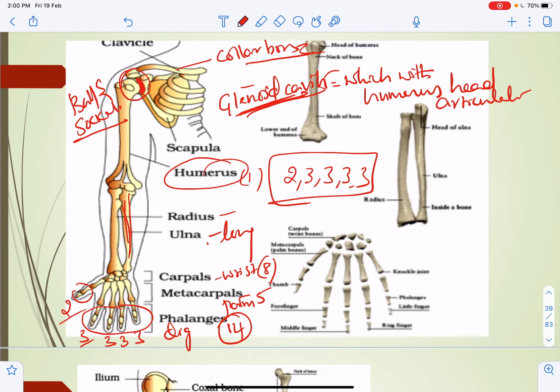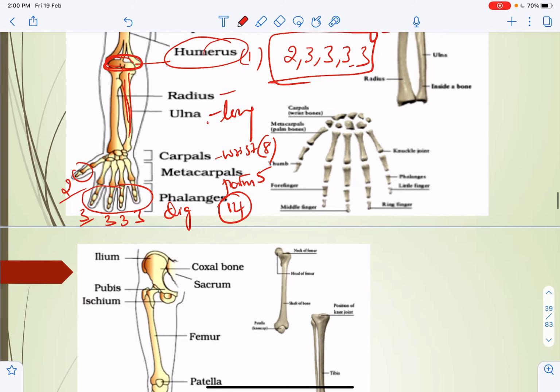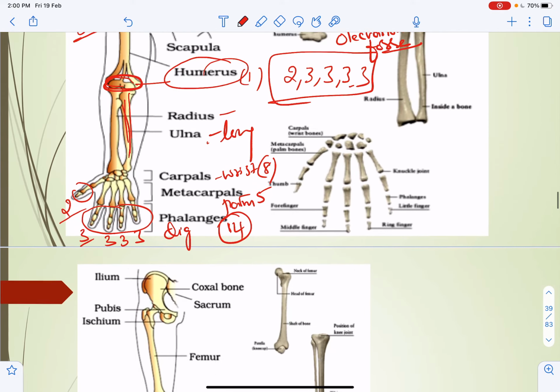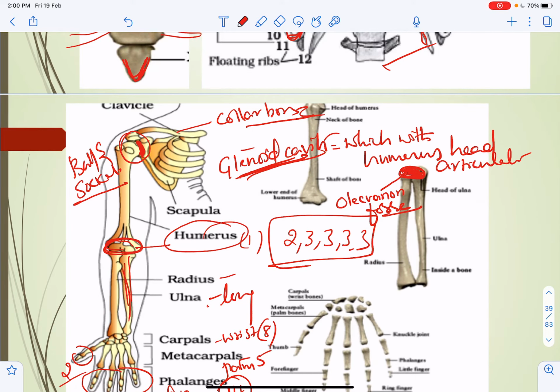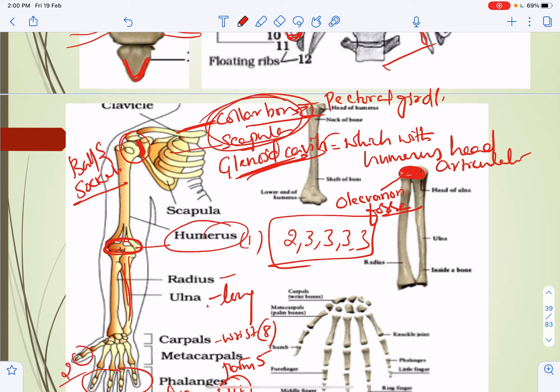Here the head of the ulna articulates with the lower depression of the humerus. Here the process is called the olecranon fossa, or you can say process. This you have to keep in mind. And similarly, in the pectoral girdle we have two bones. One is the scapula, a triangular bone, and one is the clavicle. So these two are the bones of the pectoral girdle.